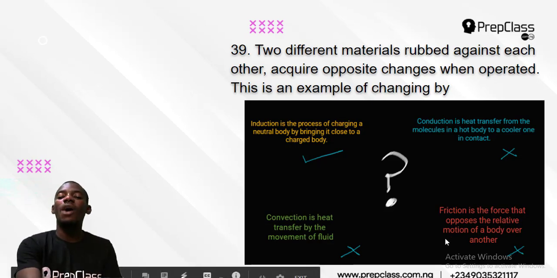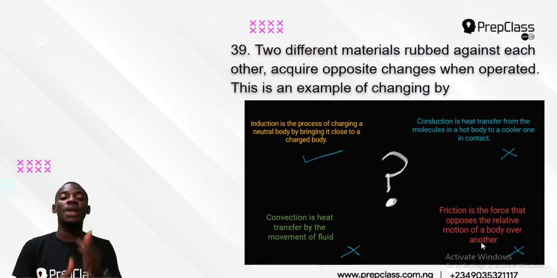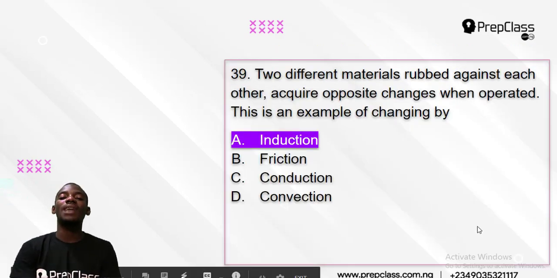But friction is the force that opposes the relative motion of a body over another. The force that opposes motion of one body over another is friction. Like when you have your leg on the ground, the force that opposes your movement on the ground is friction. So the answer is not conduction, it's not convection, it's not friction. The simple answer to the simple question is just induction, the transfer of charge by bringing a chargeless body near a charged body. And that is my answer for number 39, induction.